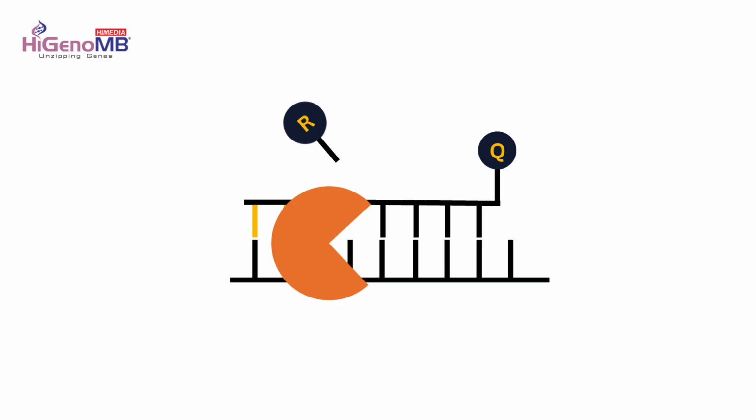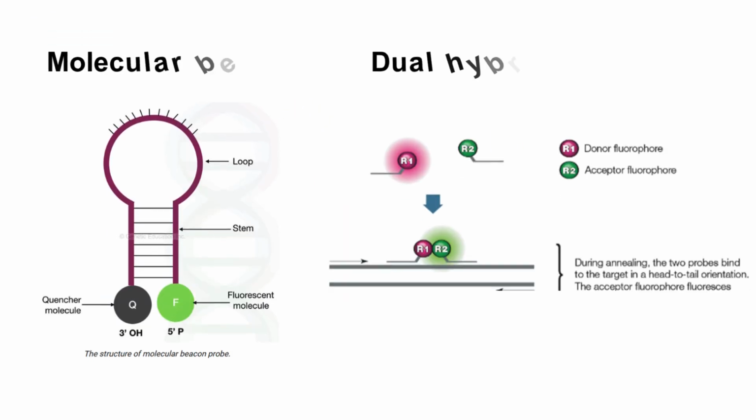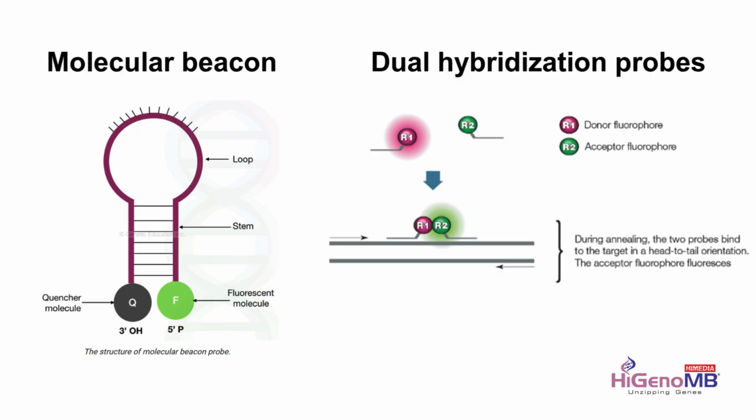Okay, so the one that I explained now uses the intrinsic activity of Taq polymerase, and it is called hydrolysis probes. We have 2 other kinds of probes, fluorophores, which are called molecular beacon and dual hybridization probes. Here, the molecular beacon has a unique structure, that is, it has a stem and loop structure. So what is the stem and loop structure?